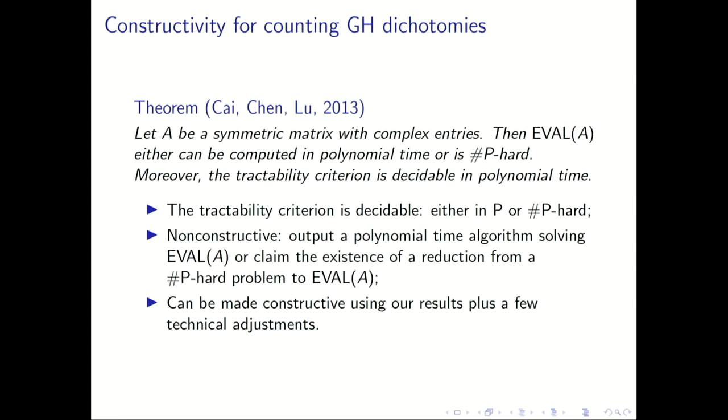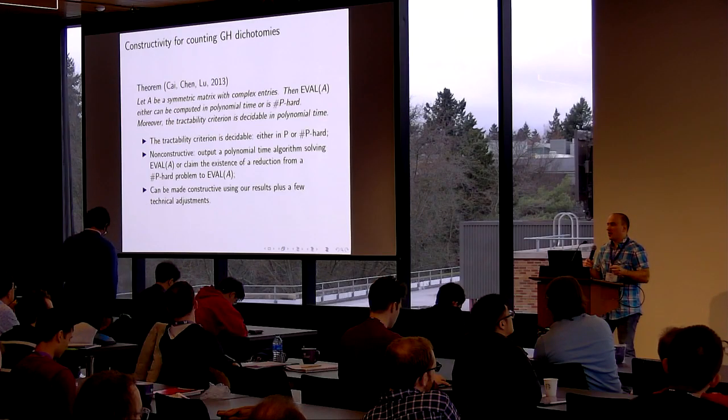It is known that the dichotomy is decidable in polynomial time in the size of A. That is, given a matrix A, we can decide in time polynomial in the size of A whether eval of A is a polynomial time solvable problem or sharp-P hard.